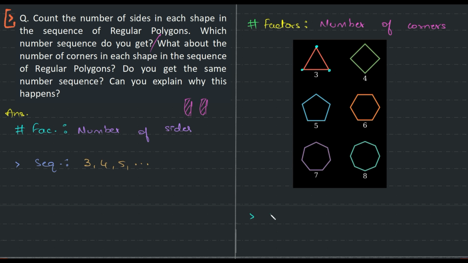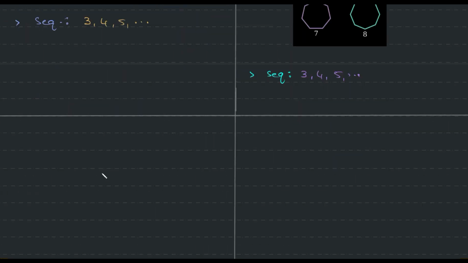Now, what sequence do they form? Correct. First is 3, next is 4, and the next is 5. Quite simple. Do you get the same sequence? Actually, yes. This is the next part of the question. Do you get the same number sequence? The answer is yes. Can you explain why this happens? So let's answer yes. We get the same sequence.